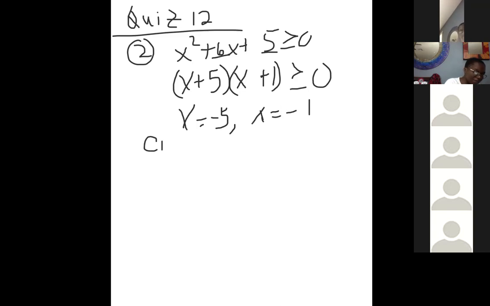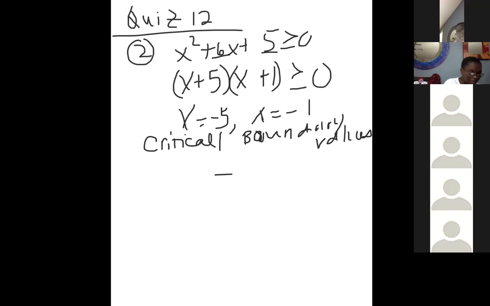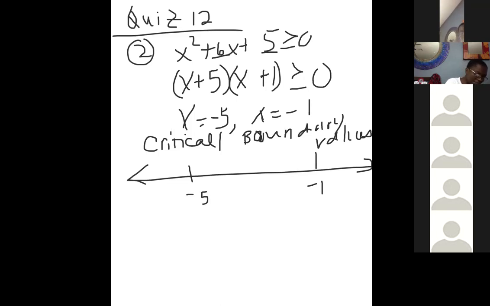So these two values become your critical or boundary values on the number line. Boundary values on the number line. So we're gonna go to the number line and plot these on the number line. So you got one at -5, and then the other one is at -1. So guys, what you've done now, once you plot these values on the number line, is to separate the number line into 3 regions, okay? So you got region 1 to the left of -5, region 2 in between the -5 and the -1, and region 3, which is everything to the right of the -1.